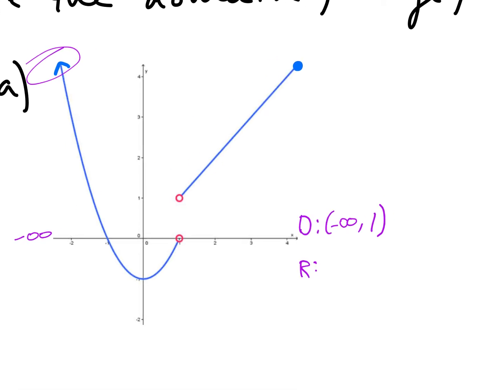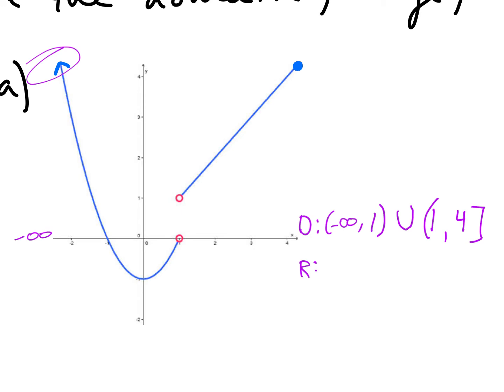What does it start with? 1. Does it include it? No. And it goes to what? 4. Does it include it? Yes. Does anybody know how we say this one and this one? The U in the middle. It's a union. Good. But do you understand, guys, why I can use every single number on the x-axis except for 1? Yep. Okay?